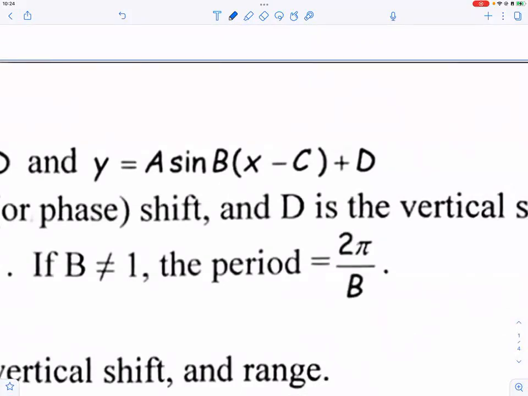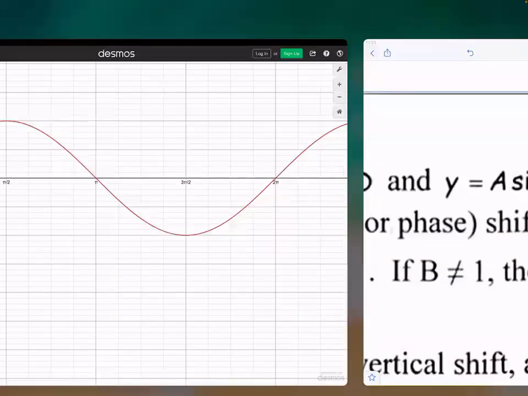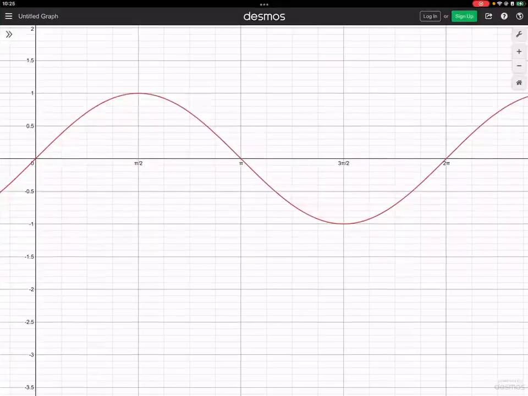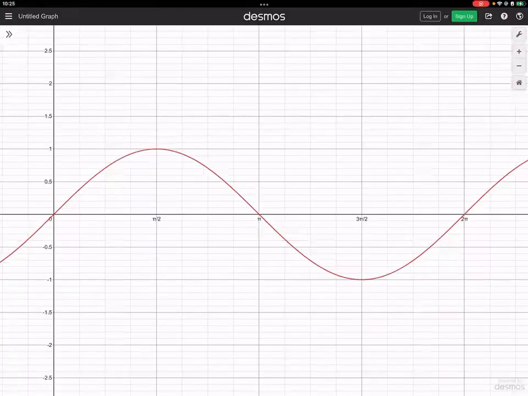Yesterday I said that the period is still 2 pi, the B value is 1, and tomorrow it's going to change, which is today. So now we're going to change that. But before we go into this part, I want to show you something. I want to teach you how to be smart.